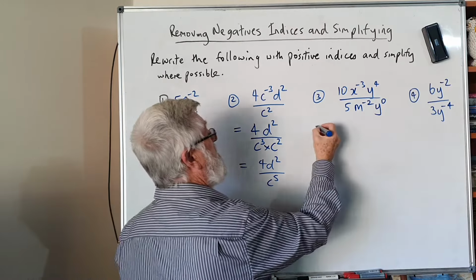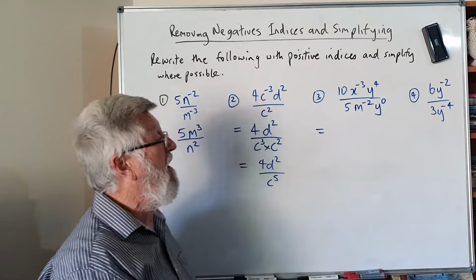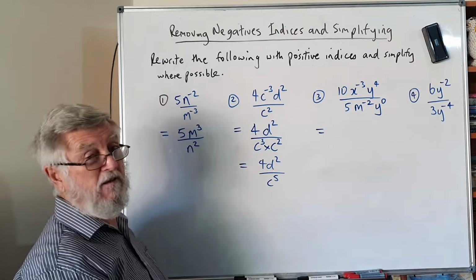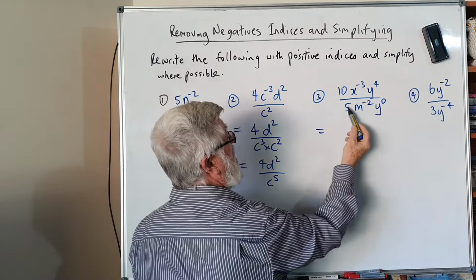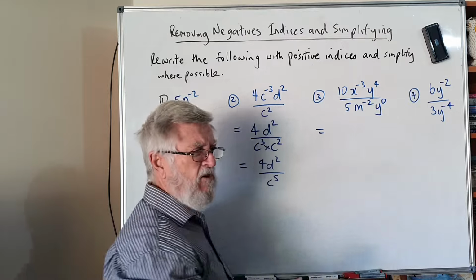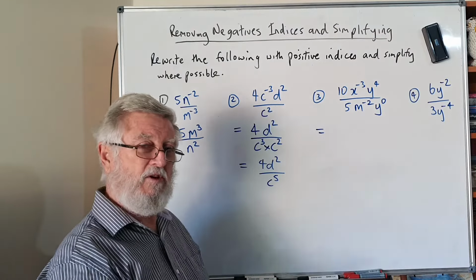Okay, so the next one, a little bit more complicated. It's got some numbers. I know some people struggle with their cancelling and their fractions. So whenever numbers are above each other in the fraction, if you can divide them by the same number, you can simplify them.